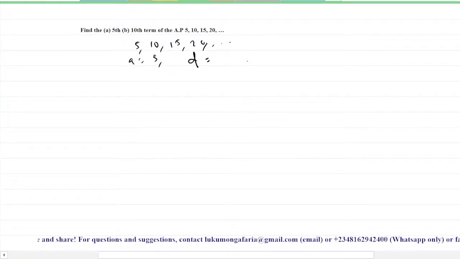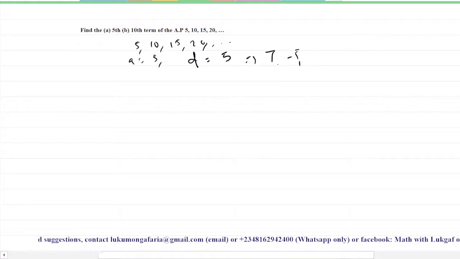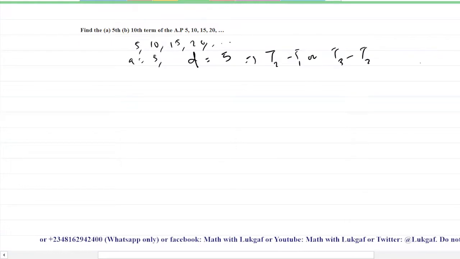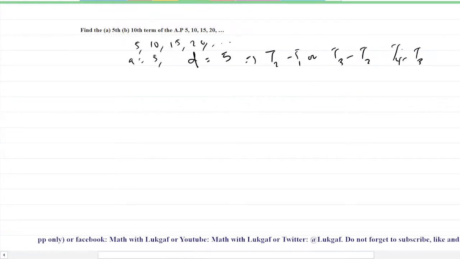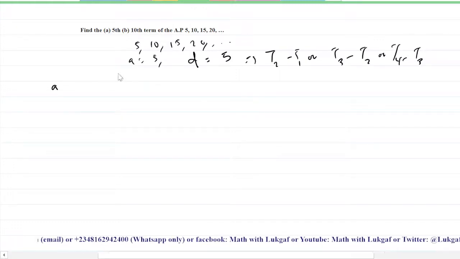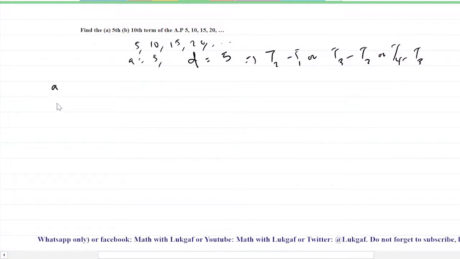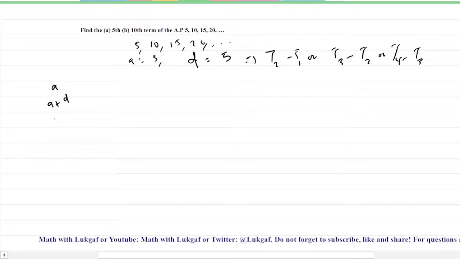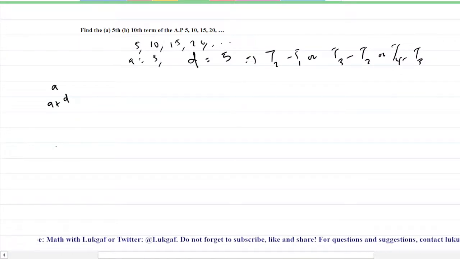How do you obtain that? You can obtain it by subtracting the first term from the second term, or the second term from the third term, or the third term from the fourth term. So you can use any of the above. So since we are given this, the first question asks us to find what? The fifth term. What is the fifth term? Don't forget the explanation I gave before, that your first term is A. You understand now? I said your first term is A, the second term is A plus D, so the third term is A plus 2D. Even the 100th term is A plus 99D.